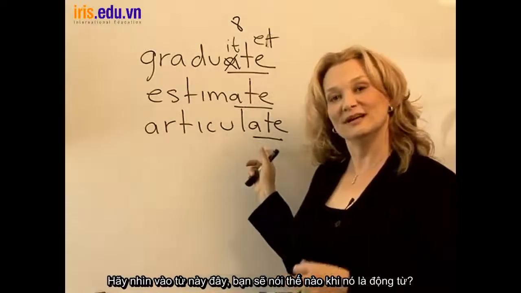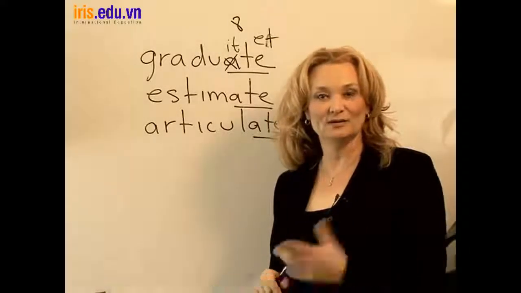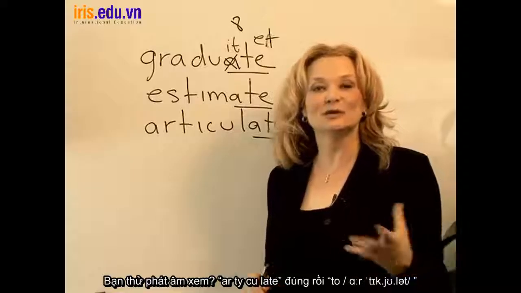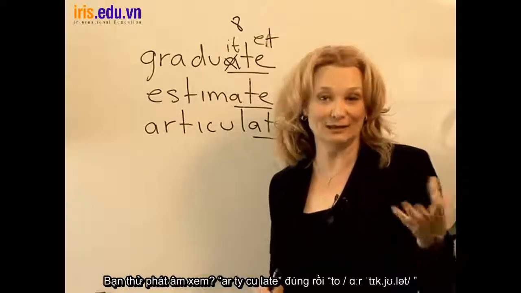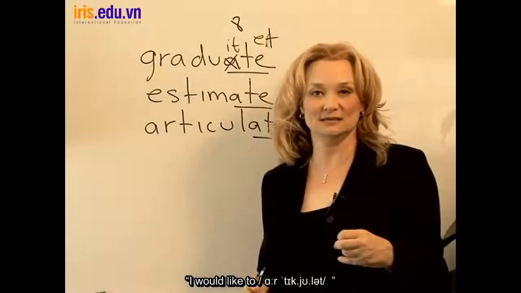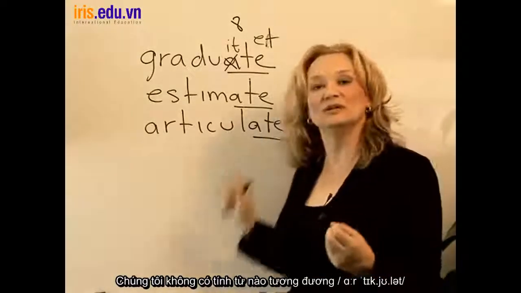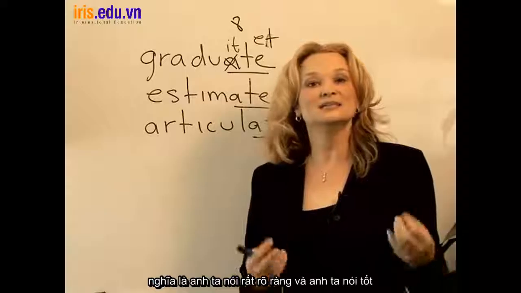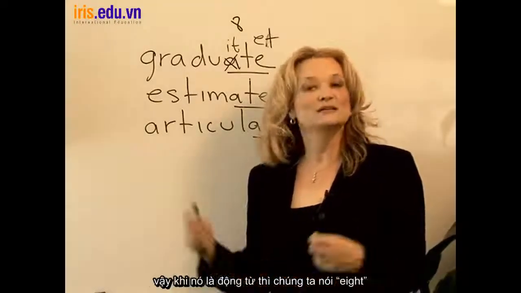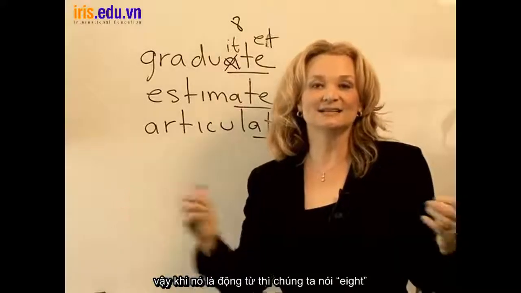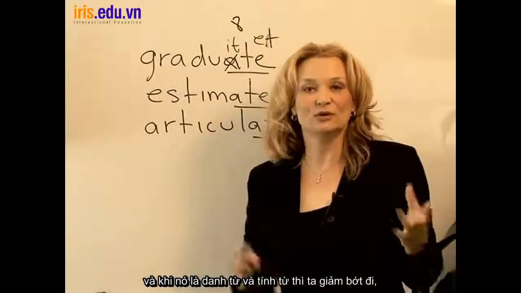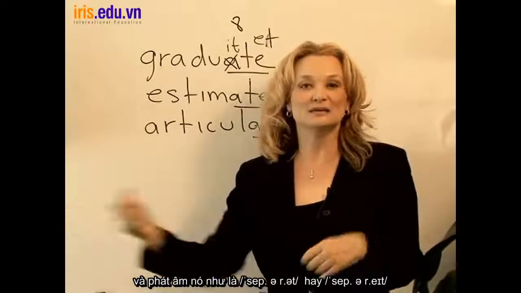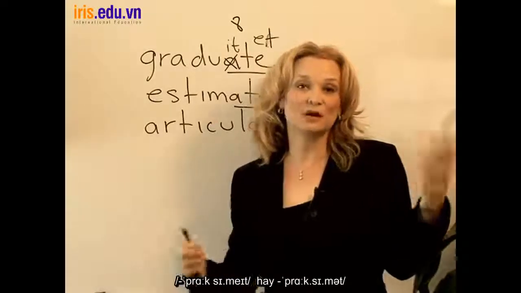Let's look at this word. How should we say it if it's a verb? You try it. Articulate, right? To articulate means to say something really well and really clearly. I would like to articulate it. And we have an adjective equivalent. Articulate. He's a very articulate man. It means he speaks clearly and he speaks well. So if it's a verb, we say ate. And if it's a noun or an adjective, we reduce this ate and we say it. Separate, separate. Approximate, approximate.